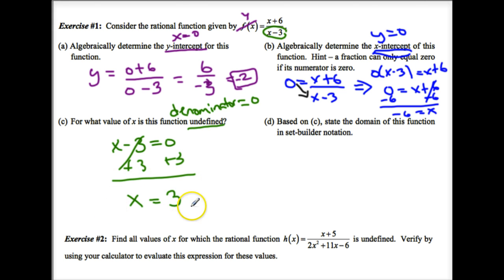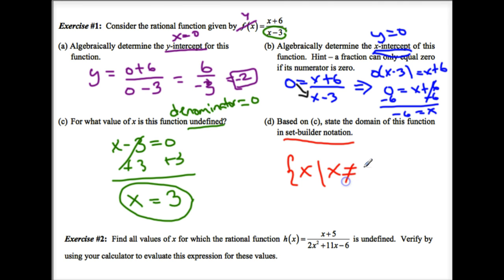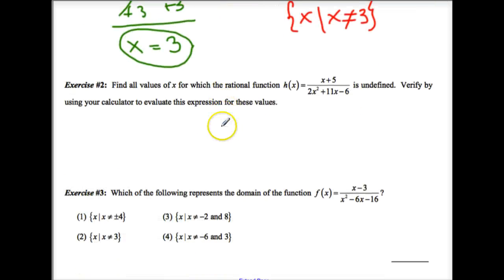Now knowing this here, x equals 3, how can I write a domain in set builder? Remember, I'm asking specifically for set builder notation. So it means x such that x cannot be equal to 3, because when x is equal to 3, this up here becomes undefined. Okay, so these are all things that we talked about before. It's just a simple recap.